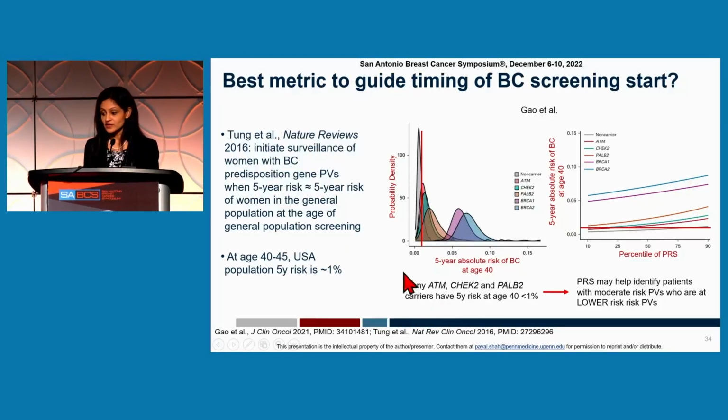So who are these lower risk individuals with moderate penetrance gene mutations? Well, in the same paper, Gao and colleagues evaluated 5-year absolute risk of breast cancer at age 40 by percentile of PRS. And again, I added a red horizontal line where about 1% is, and you can see that there are some individuals below this line, and they tend to have a lower percentile of polygenic risk scores. And so PRS may help identify patients who have moderate risk pathogenic variants, but who are actually at a lower risk of developing breast cancer.